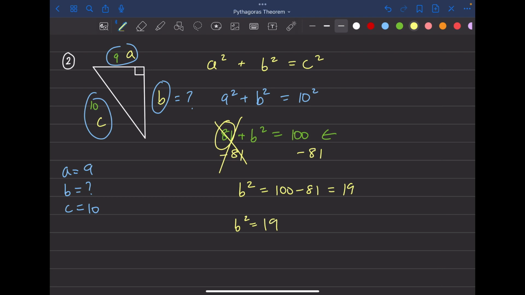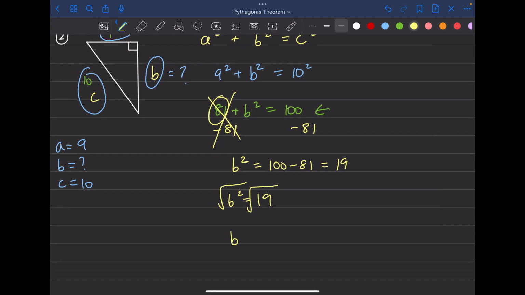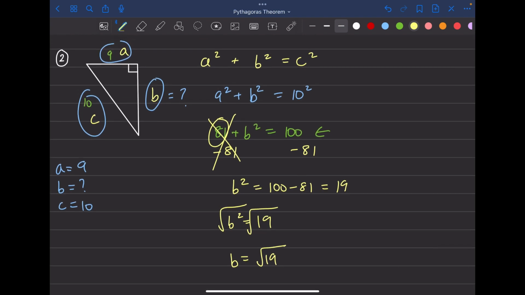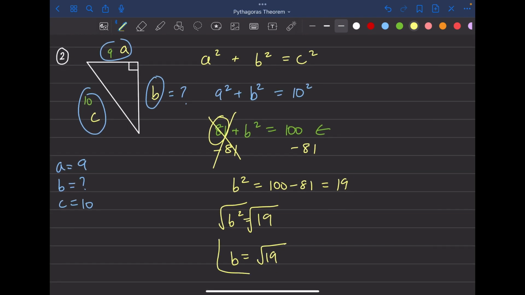Okay. How do you get rid of the square? Pretty simple. You take the square root of both sides. So do this, square root, and then you'd find out that B is equal to the square root of 19. In this question, we are left with kind of a weird number, which is the square root of 19, because not all answers are going to be nice.